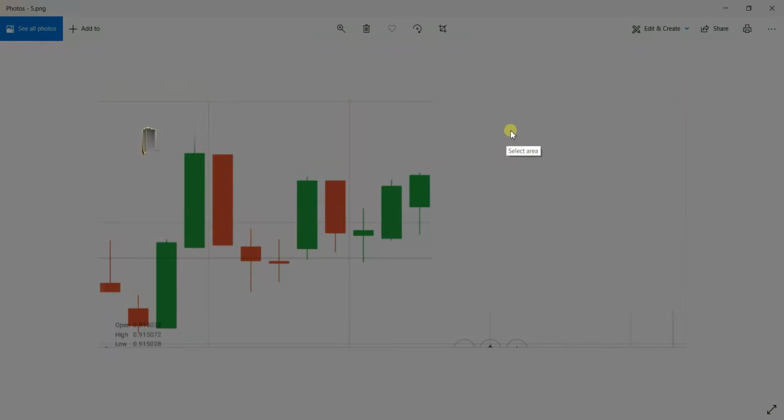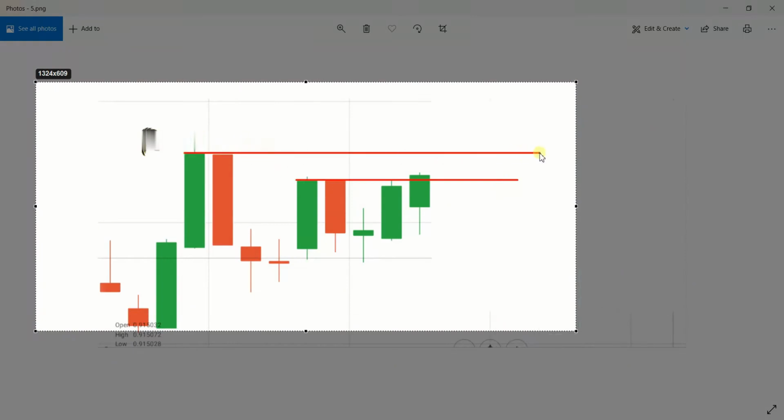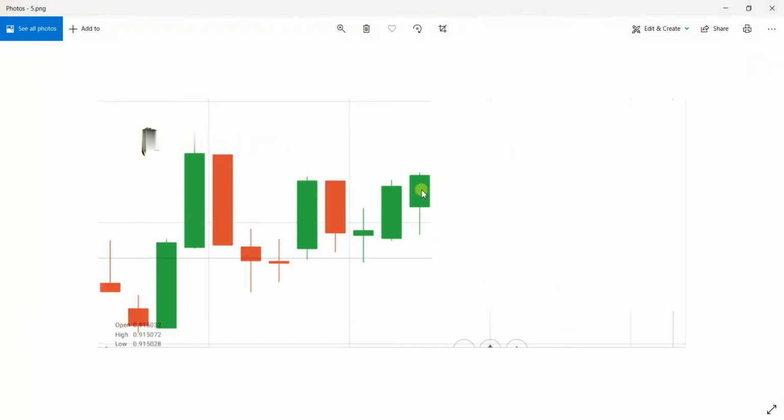Okay, now here you can see there is a breakout of this level. You can see it broke this level very strongly, and we just want to trade with the SNR levels. Here also it broke this level, and there is still a gap to this above resistance level. So in trading you need to wait.